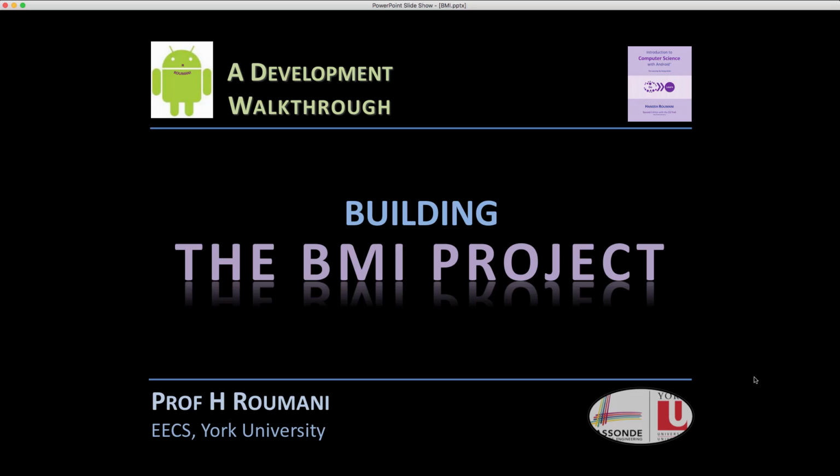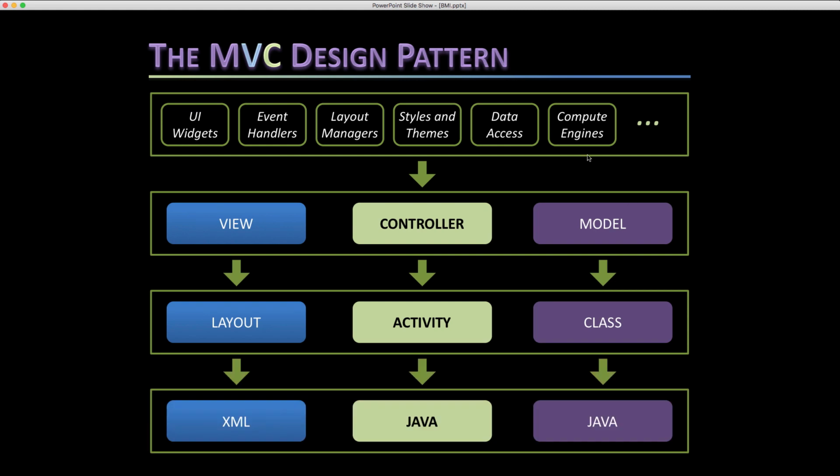We saw in the previous video that the requirement of the BMI project is to build an Android app that expects the user to enter the weight and the height, and it should compute the body mass index. So, as we know, using the MVC pattern, there are three components for the app: the view, the user interface, the model, the brain, if you like, that does the computation and the data handling, and then there's the controller that glues the two together. Let's go ahead and build the view.